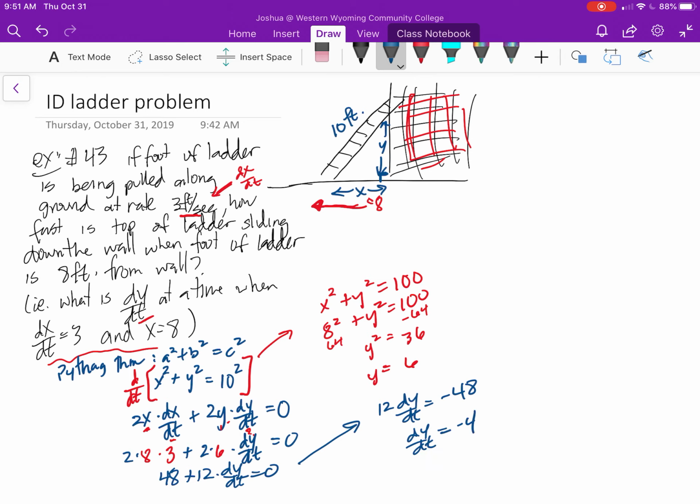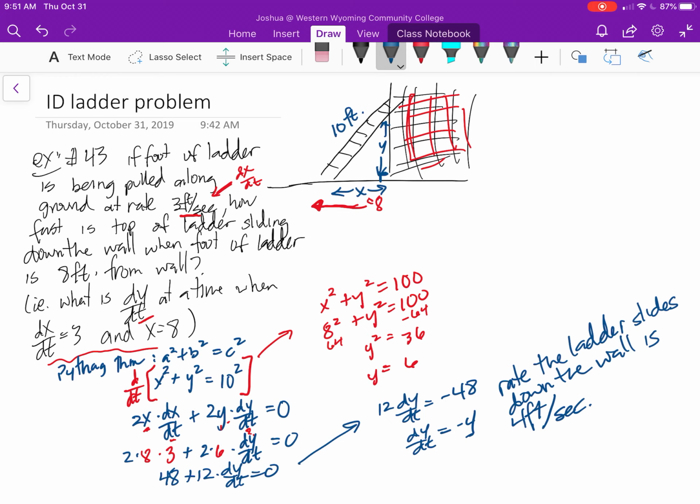Now this is a word problem, so what does that mean? The rate that this ladder is sliding down the wall is negative 4. So the rate the ladder slides down the wall is 4, let's see what units we're in, feet per second. See, I don't say it slides down a negative. The negative is telling me it's sliding down. I don't pull this ladder that way and then it goes up. The ladder's going to head down.